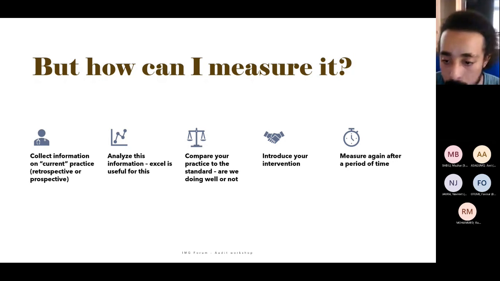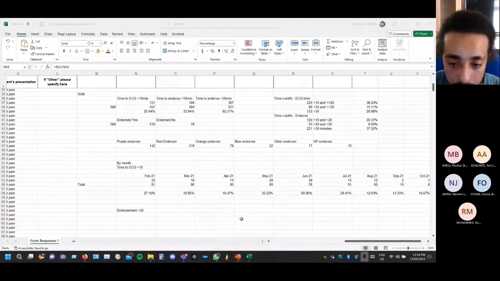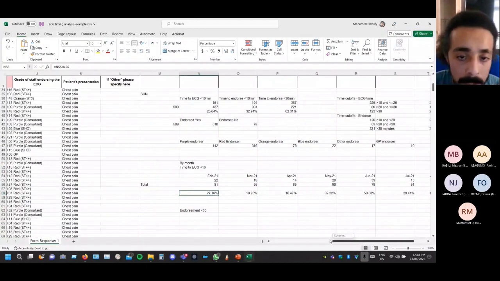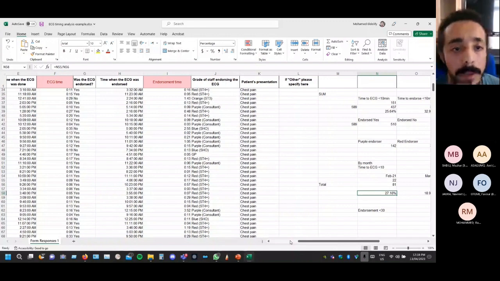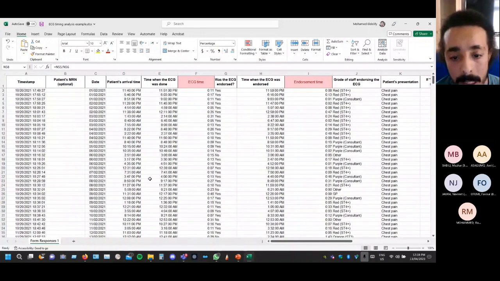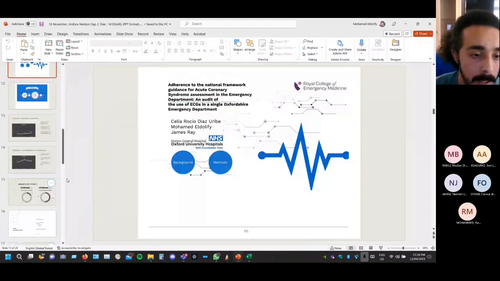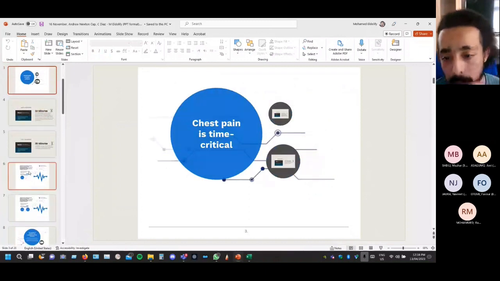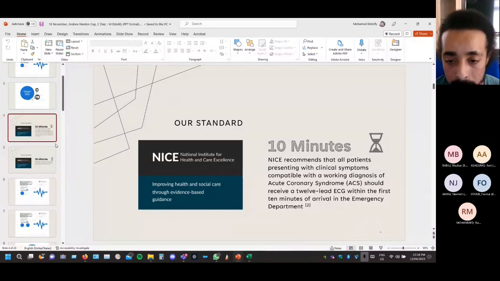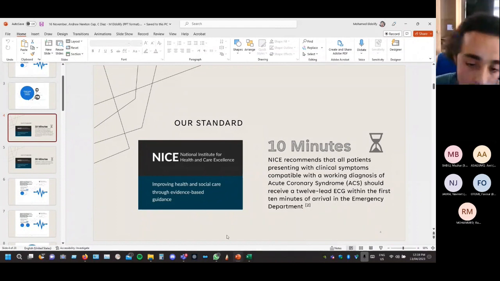This is another audit I did when I was working in A&E about 2 years ago now in Oxford. The idea of this audit is that there's a NICE guidance that patients with suspicion of acute coronary syndrome, or ACS, for example angina or ischaemic heart disease, should receive an ECG within 10 minutes from arrival to the emergency department. And this has actually been shown to improve mortality of these patients. So that was the standard we measured against.